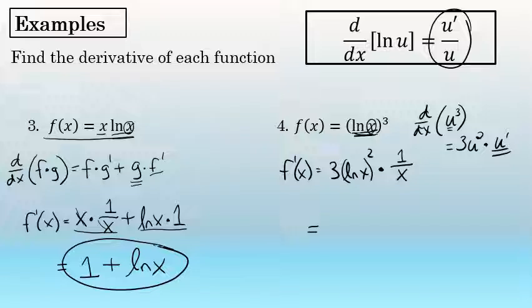Simplifying this, we have 3 times the natural log of x squared times 1 over x. When you multiply something that doesn't have a fraction times something that does have a fraction, you can put the 3 times the natural log of x squared in the numerator and the x in the denominator. And this is as simplified as we can express this derivative. 3 times the natural log of x squared over x.